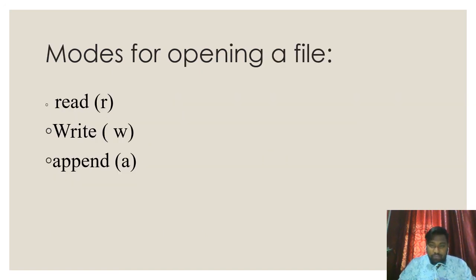Modes for opening a file. So what kinds of modes can we have in the open function? Read R, write W and append A. Read R is used to see the output which is stored already, write W mode is used to give input in the coding, and append A is used to add an element at the end of the sequence. These are all the modes for opening a file.